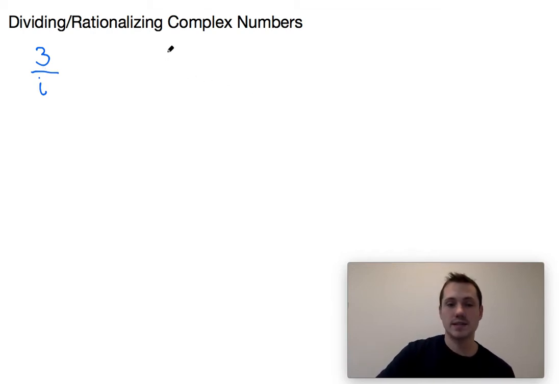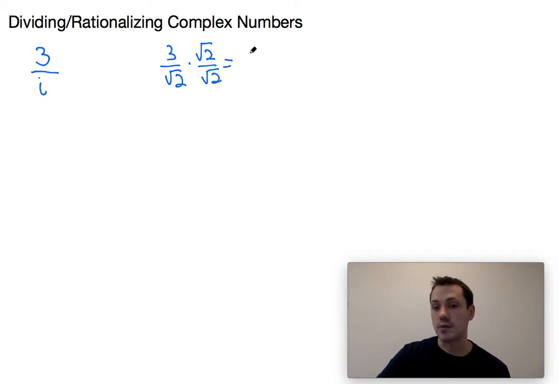With radicals, because a lot of you might be a little bit more familiar with those, if you had something like 3 over root 2, you would rationalize this by multiplying both the top and the bottom of the fraction by root 2. So the top would become 3 times root 2, and the bottom would become root 2 times root 2, which is the square root of 4, which is just 2.